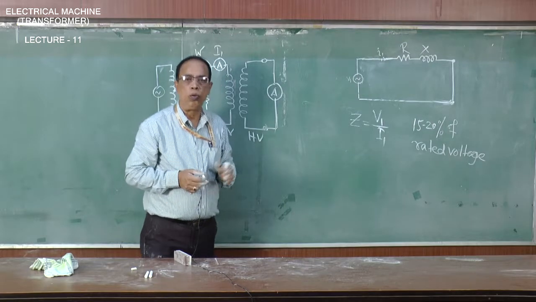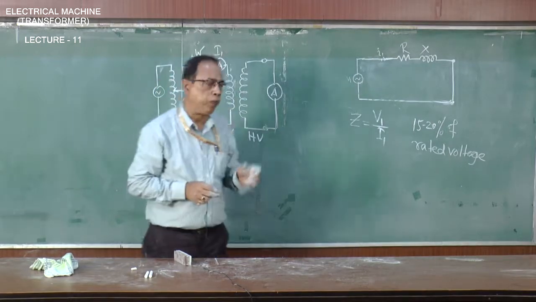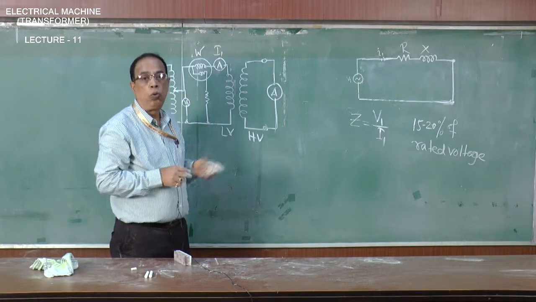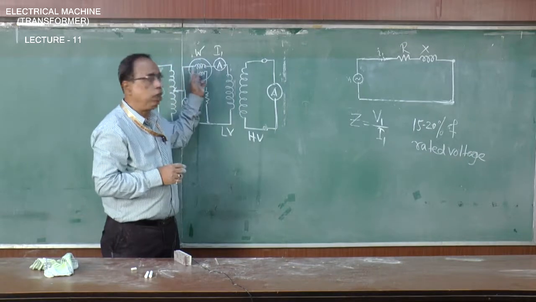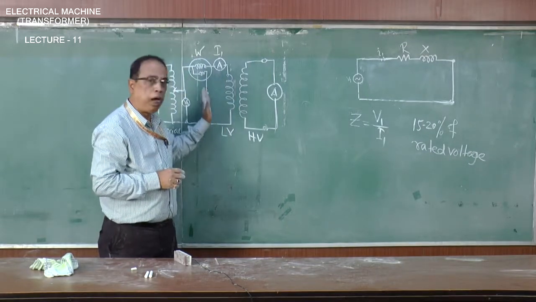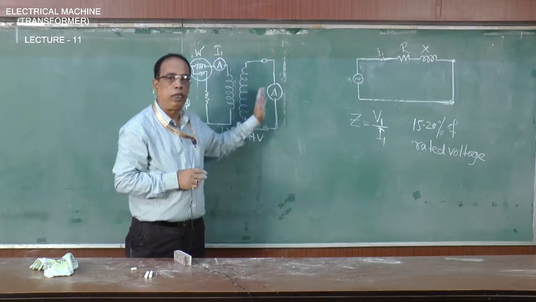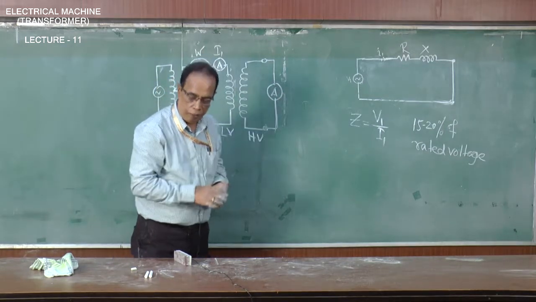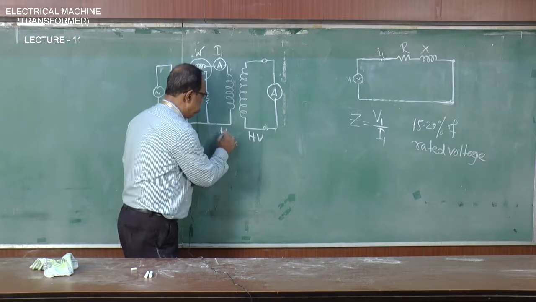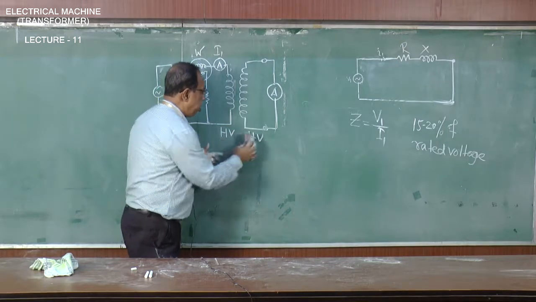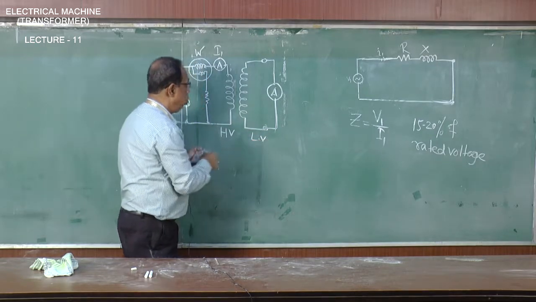So that is why we conduct this short circuit test. That means all measurement we conduct on the high voltage side, where the current will be less, because as it is the high voltage side, the current will be less, and we will short circuit the low voltage side through an ammeter. So, here this side will be the high voltage side and this side will be the low voltage side.